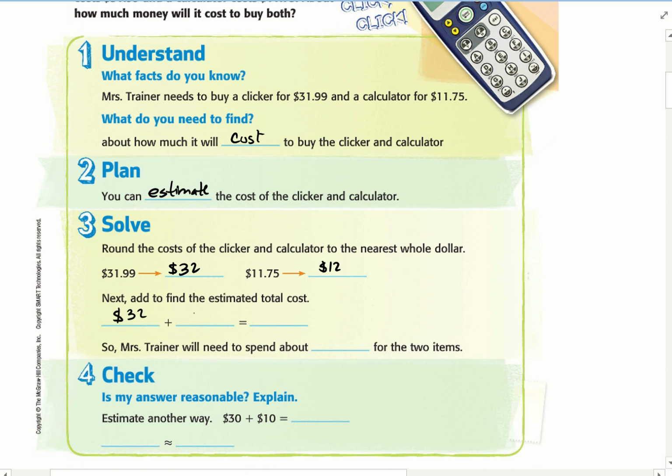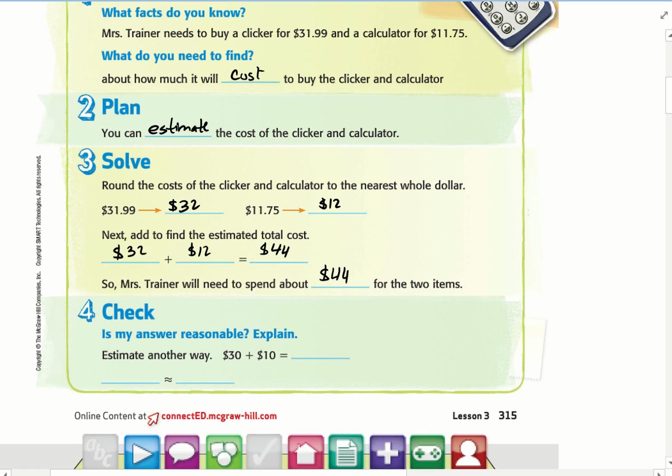So after I am done estimating, I can add them both together, and I get the final answer of $44. So Mrs. Trainer will need to spend about $44 for the two items. So, estimate another way. I can do it to the nearest tens. So I get about $40. So $40 is close to $44. So I know my answer is going to be correct.